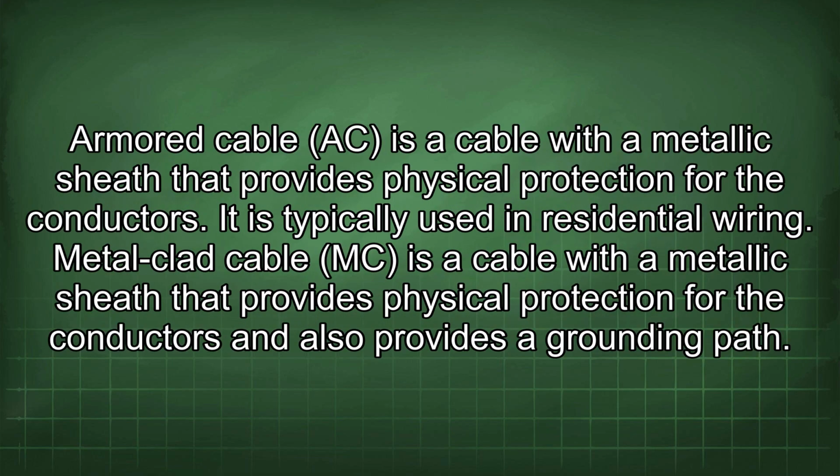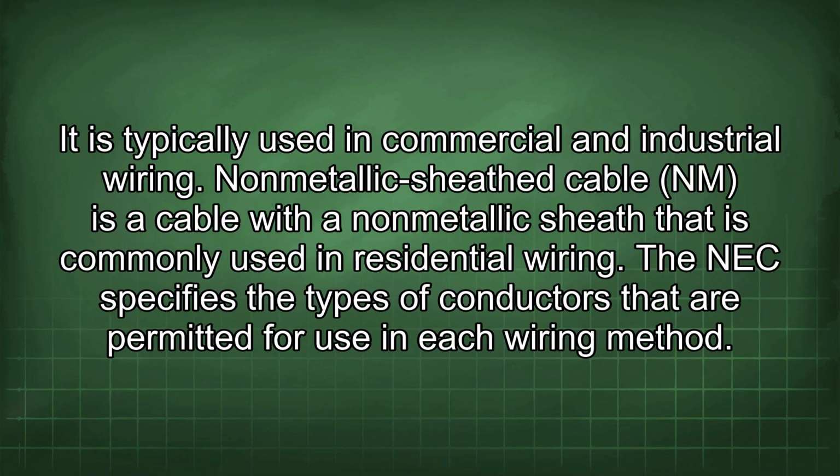Armored cable (AC) is a cable with a metallic sheath that provides physical protection for the conductors. It is typically used in residential wiring. Metal-clad cable (MC) is a cable with a metallic sheath that provides physical protection for the conductors and also provides a grounding path. It is typically used in commercial and industrial wiring. Non-metallic sheathed cable (NM) is a cable with a non-metallic sheath that is commonly used in residential wiring.